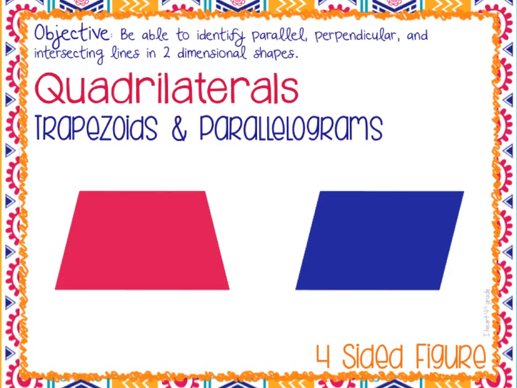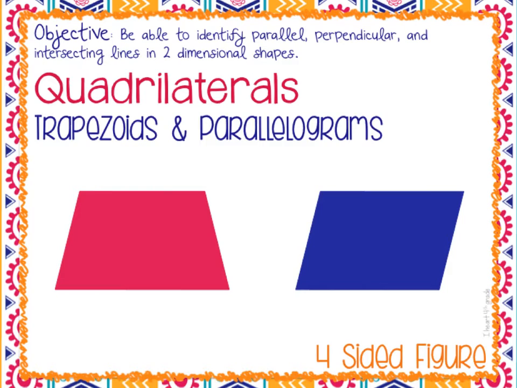The next two quadrilaterals we're going to talk about are trapezoids and parallelograms. When you look at the red trapezoid, I want you to analyze the types of lines that make up that shape. Do you see any parallel lines? Do you see more than one set of parallel lines? No, there's only one set of parallel lines.